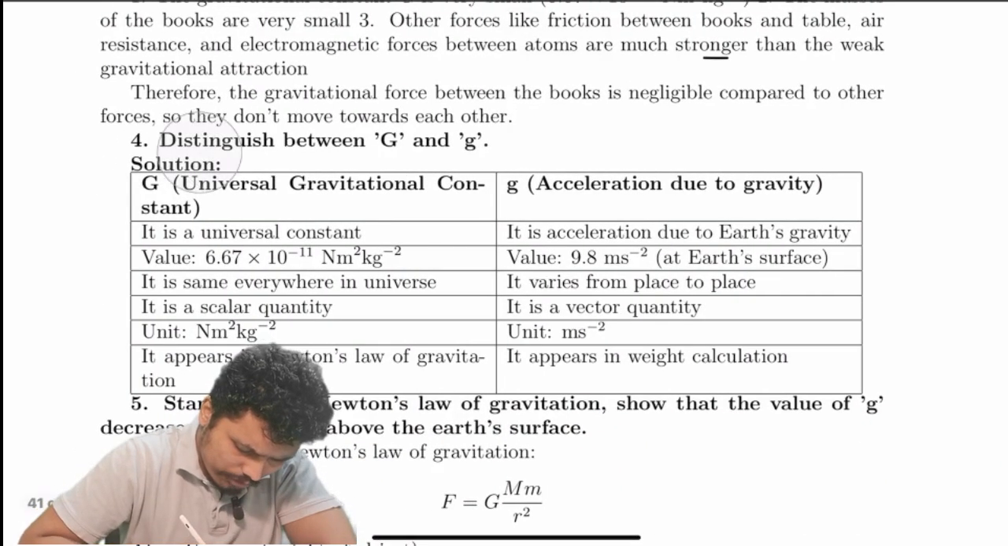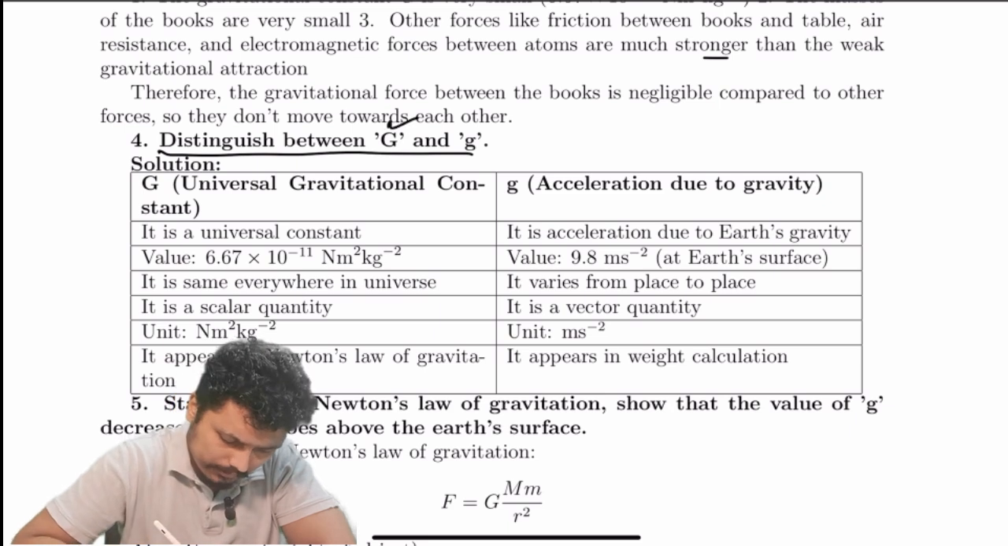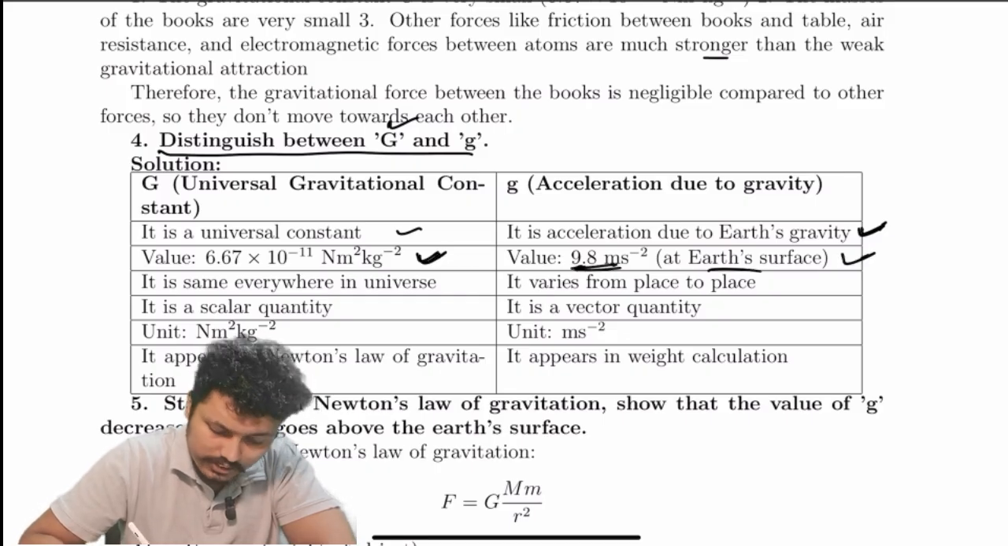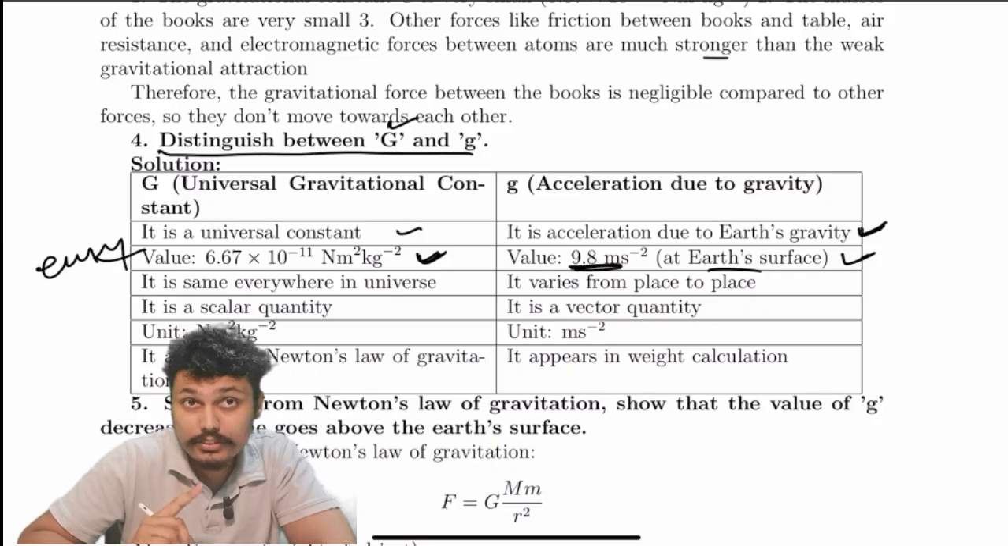Another question is: distinguish between capital G and small g. Capital G is the universal constant, with value 6.67 into 10 to the power minus 11, and it is the same everywhere. Small g is acceleration due to gravity, with value 9.8 meter per second square on Earth's surface. It is different on different planets.